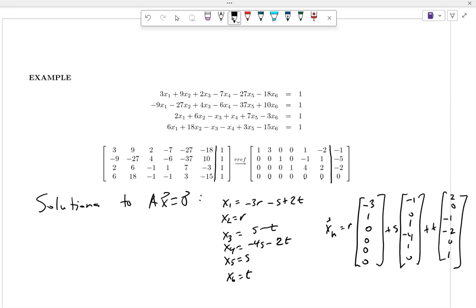What matrix do you see left? Identity. Can you figure out what the particular solution would be? What does X1 have to equal? -1. What does X3 have to equal? And X4? -2. What would X2, X5, and X6 all equal in this case? 0. So what's your particular solution going to be?